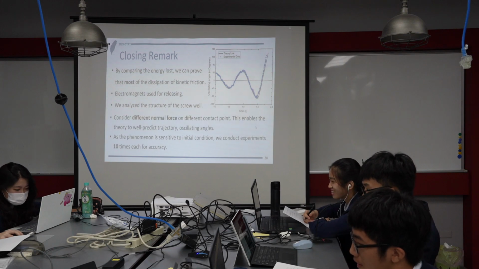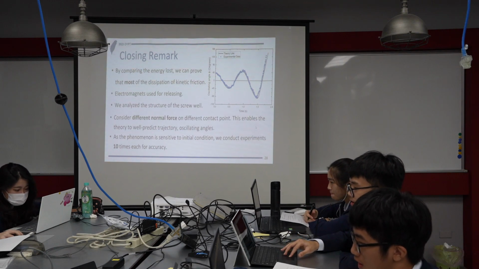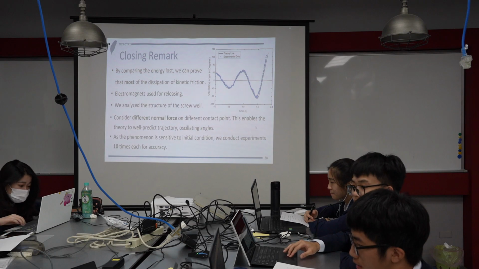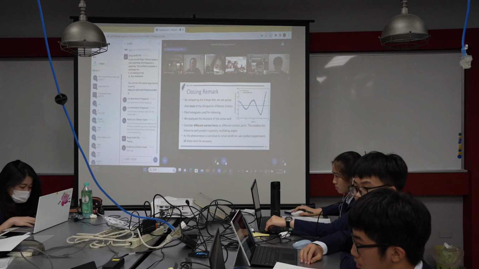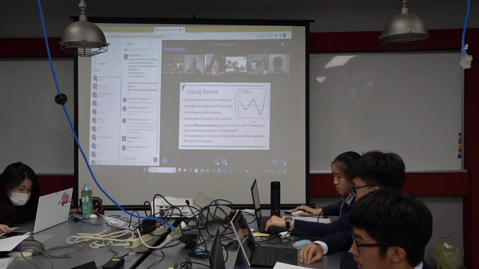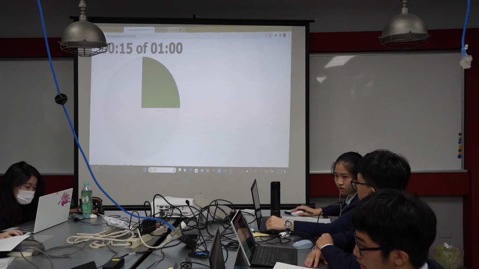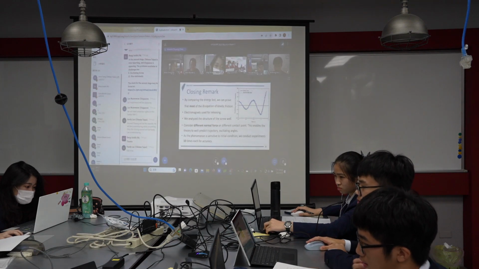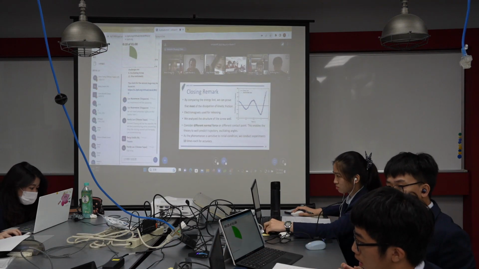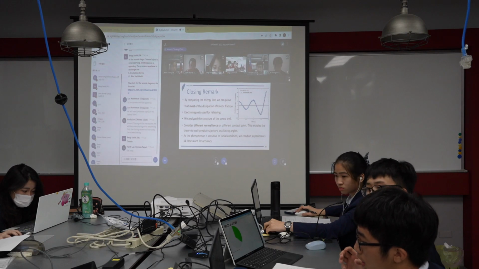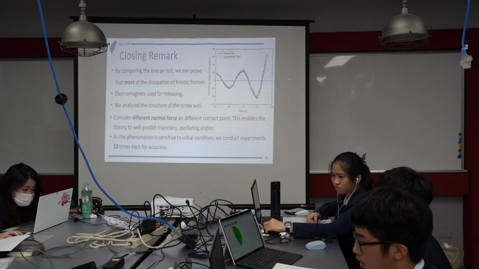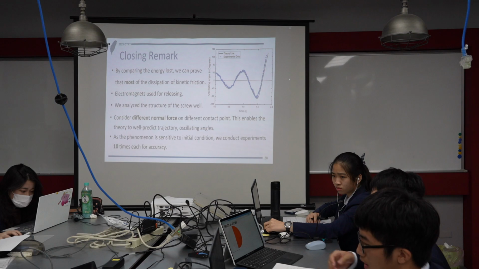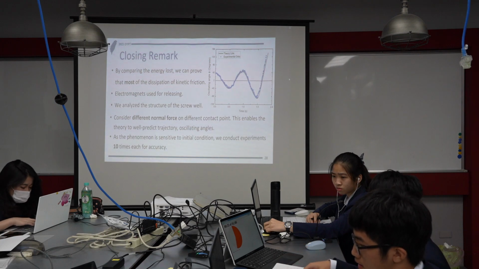And in the opponent's report, he mentioned that we use hands to release the screw. However, I want to clarify that we use an electromagnet to release the screw. And also, we analyze the structure of the screw, since we consider the body and the head and the thickness and also the thread. All of the structure has been considered. And we consider different normal forces on different contact points, which enables the theory to predict the trajectory well.